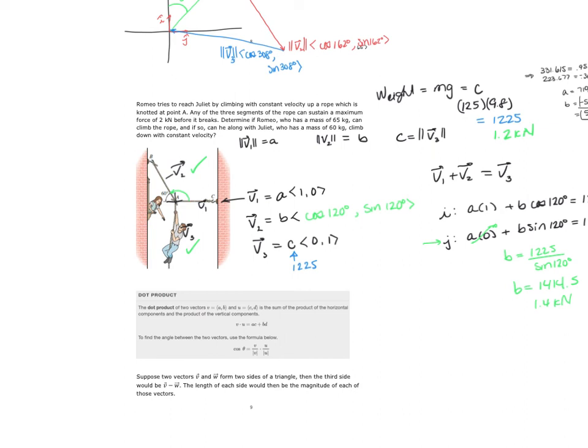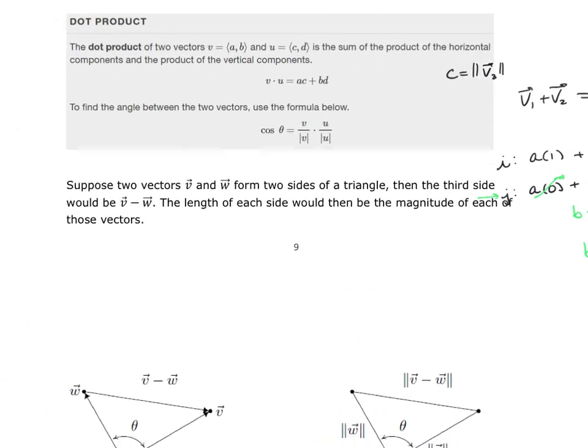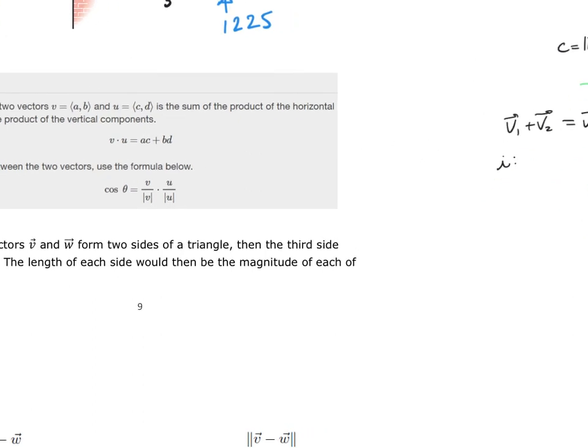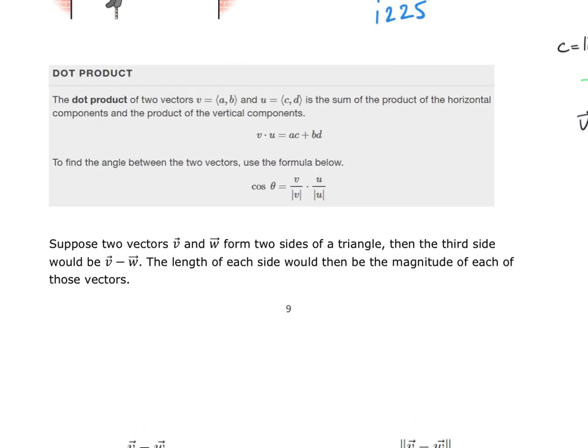Anyways, let's move on to the dot product. So now we're going to look at the dot product. The dot product is one of the ways that we can multiply vectors. I multiply the i components and I multiply the j components, and then I add those answers together, and the answer is a scalar. One of the results that we get when we do the dot product is that we can find the angle between the two vectors.